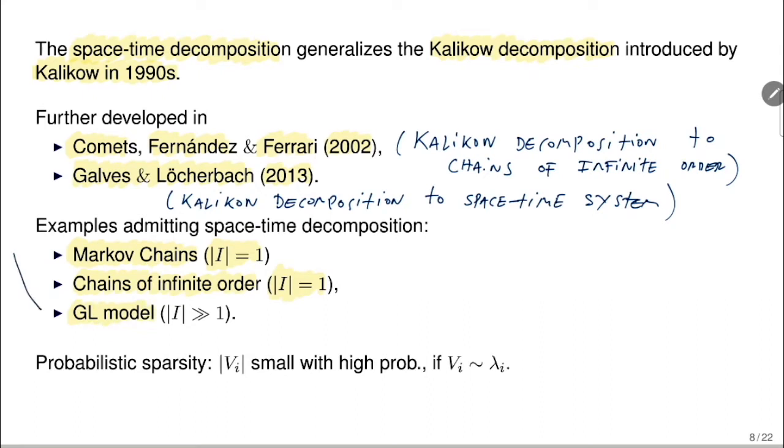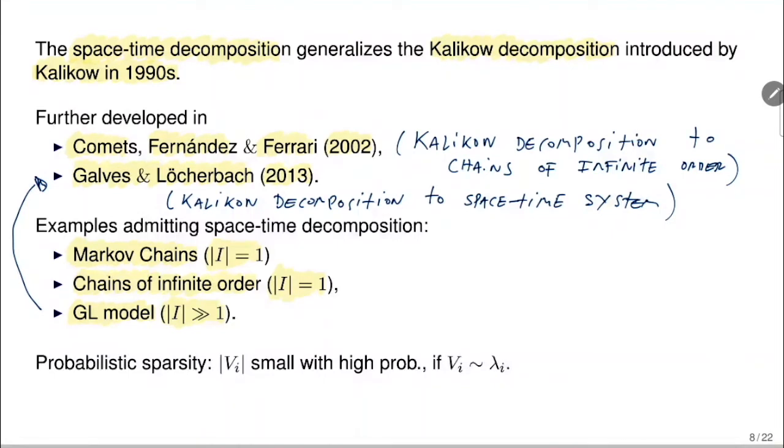This model was introduced by Galves and Leonardi in 2013, so that's why it's called a GL model. In this case, the set I is much larger than 1, and in fact can even be infinite.